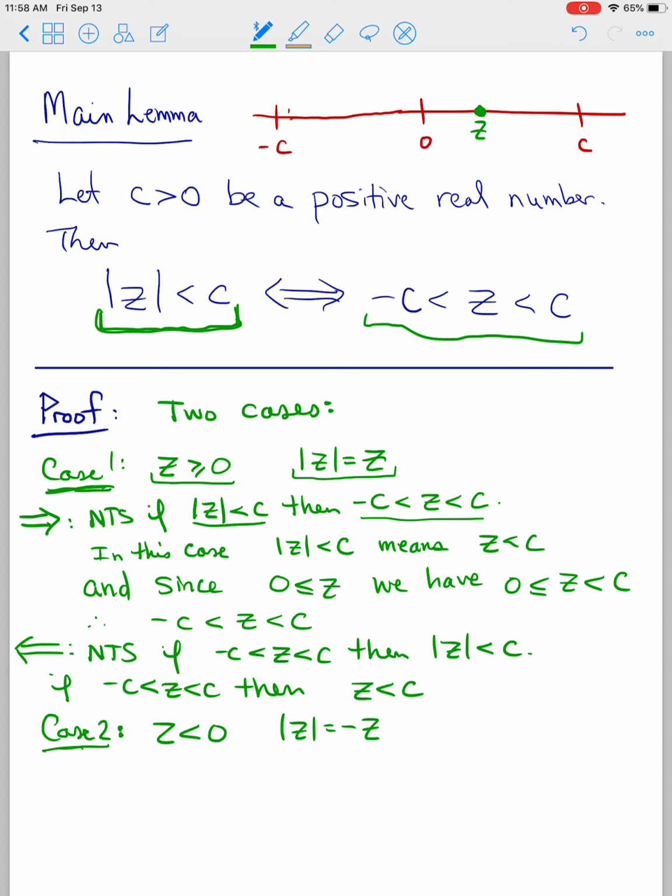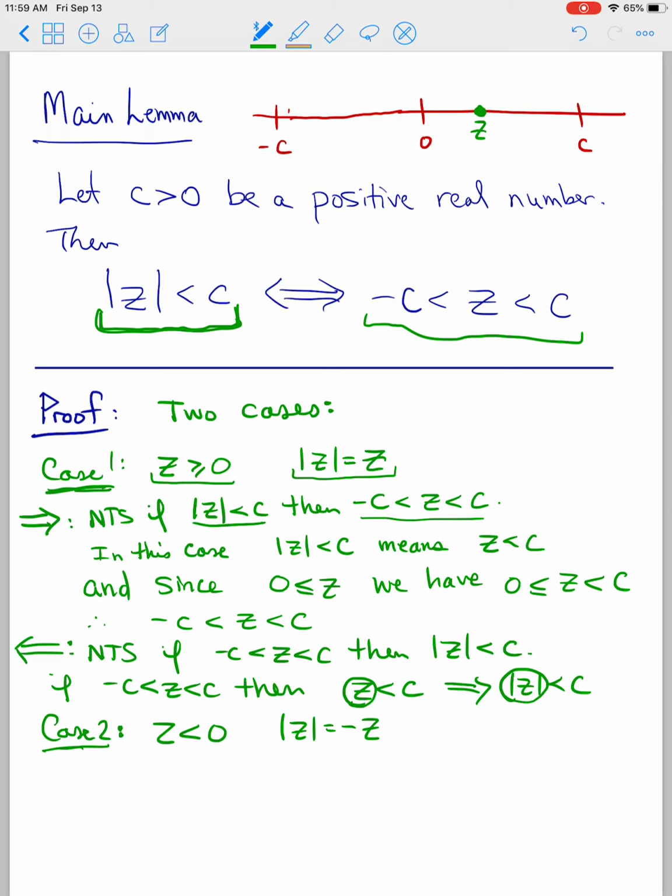But notice that z, this thing I'm circling, is exactly the same as the absolute value of z, which implies that the absolute value of z is less than c, right? And where is this coming from? This is just literally the fact that in case 1, the absolute value of z is the same as z, right? So again, we proved what we needed to show.